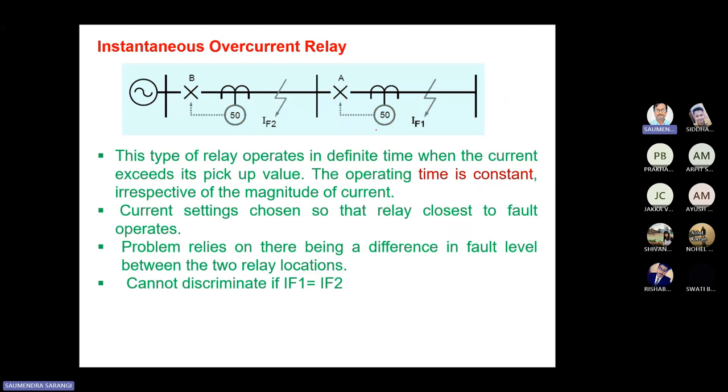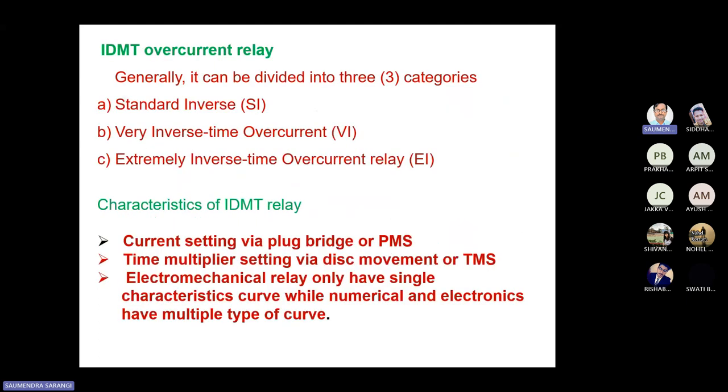Now, the other type of relay we are talking about is called the instantaneous overcurrent relay. Where do we require this instantaneous overcurrent relay? When you have a fault and you want to trip the circuit immediately, there you require this instantaneous overcurrent relay.